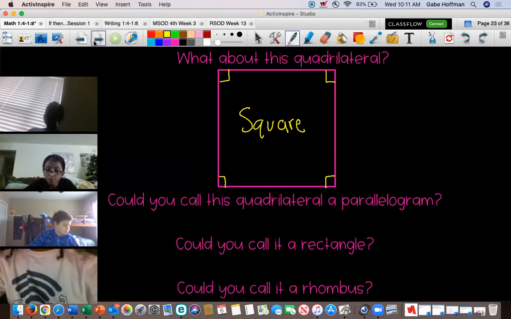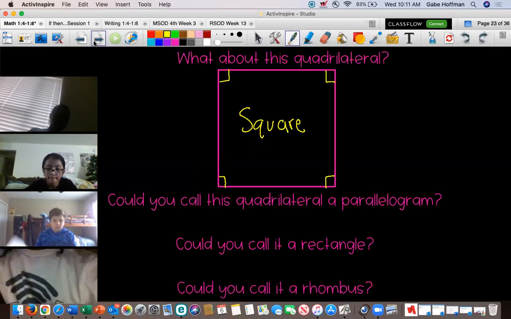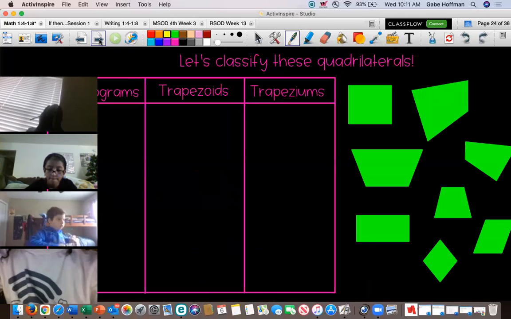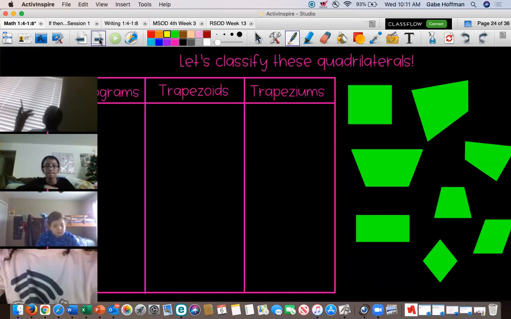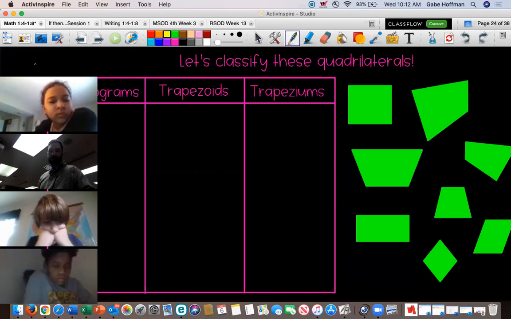Well, we could say, oh, that's a parallelogram, and that would be correct. We could say, oh, that's a rectangle, and that would be correct. We could say, oh, that's a rhombus, and that would be correct. But the best thing to say is, that's a square. All right? We're going to do one more quick activity before I send you off to do your work. Remember, going back to the beginning, we had 3 sets: a parallelogram, a trapezoid, or a trapezium, okay? I'm going to pick one of these, and then I'm going to call somebody, and I want you to tell me where I should put this: a parallelogram, a trapezoid, or a trapezium.